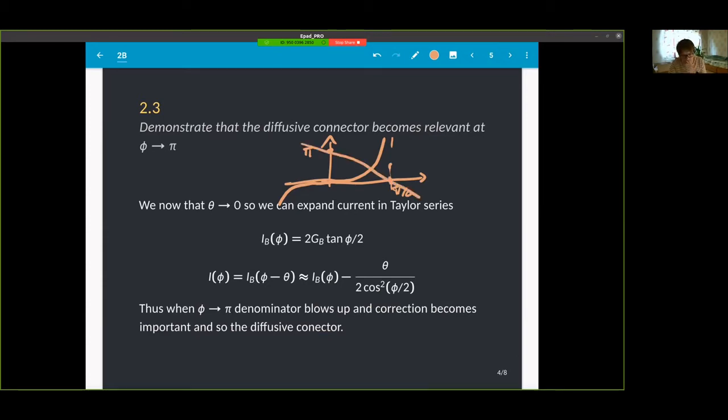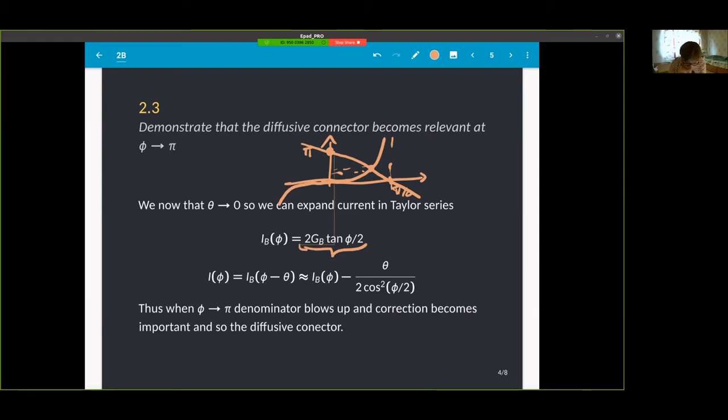Now we see that theta looks kind of more important, and the question is whether it goes to 0, or stays at this particular limit, or goes to infinity. So we take the equation. We know how the ballistic equation for the current of a ballistic connector looks like, and we know that theta is small. Let's see what happens if we expand it in a Taylor series.